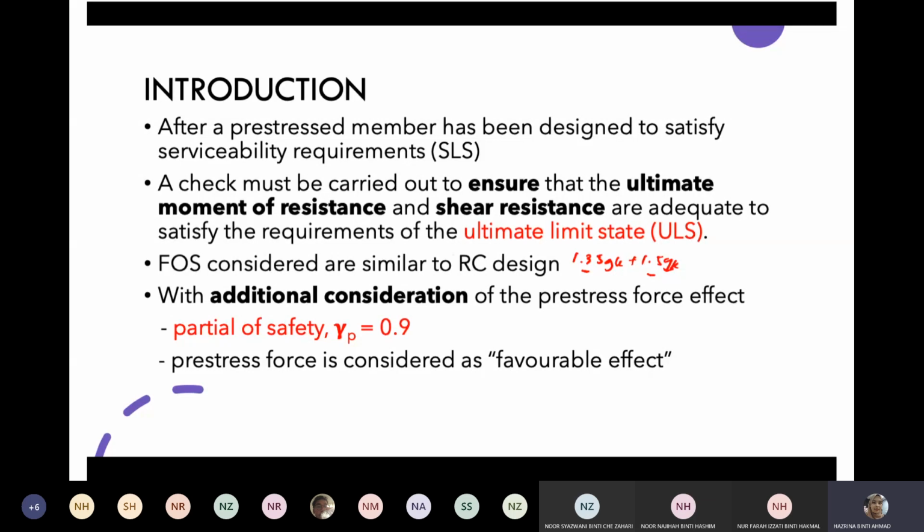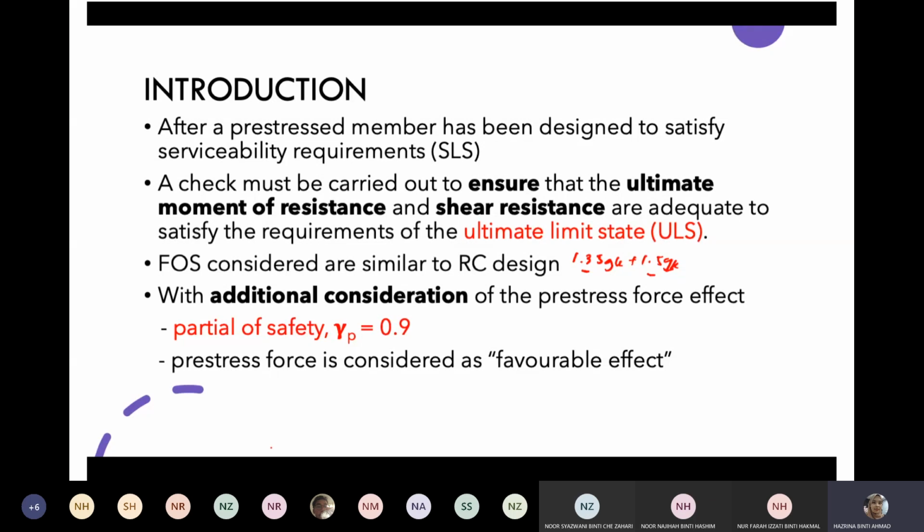So if we are considering only RC structure, we do not have any pre-stressing reinforcement, right? So therefore, we do not need to consider this. But as for a pre-stressed concrete structure, we are going to have one additional partial factor of safety. So this is the partial factor of safety for material, whereas we are considering the pre-stressing steel with the partial factor of safety of 0.9, right?